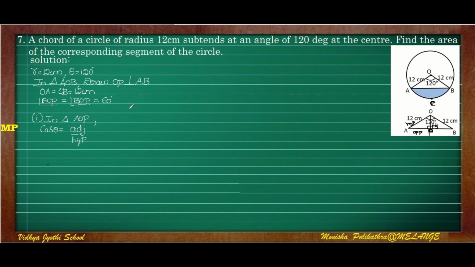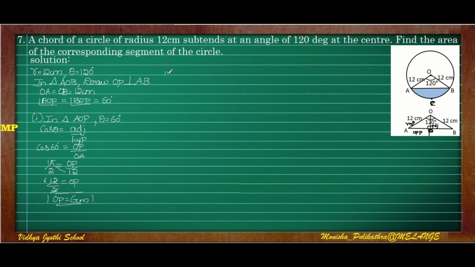Since we have cut the triangle into half, theta will become 60 degree. So cos 60 is equal to adjacent side by hypotenuse side. Adjacent side is OP and hypotenuse side is OA. Cos 60 degree value is 1 by 2. OP we need to find out and OA is 12 centimeter. Just by cross multiplying, 12 by 2 is equal to OP. So 2 sixes are 12, so OP value is 6 centimeter. So we got OP value.